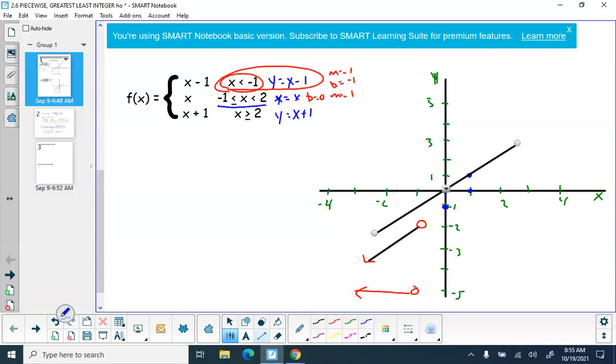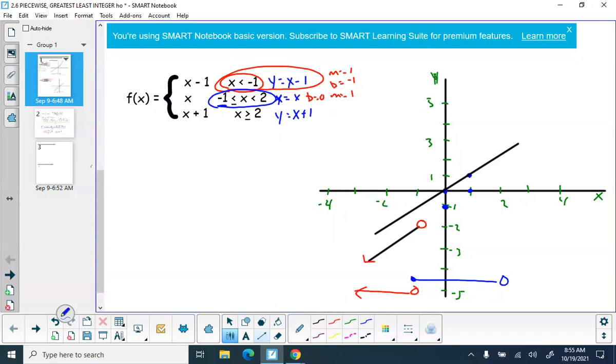Now, if we look at the interval, -1 is less than or equal to x, which is less than 2. What would this graph look like? If I'm greater than or equal to -1 and less than the value 2, what would that look like? A closed circle at -1 and an open circle at 2.